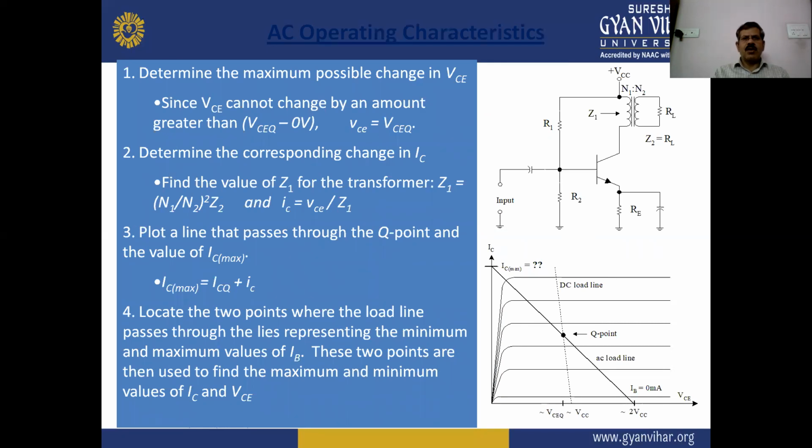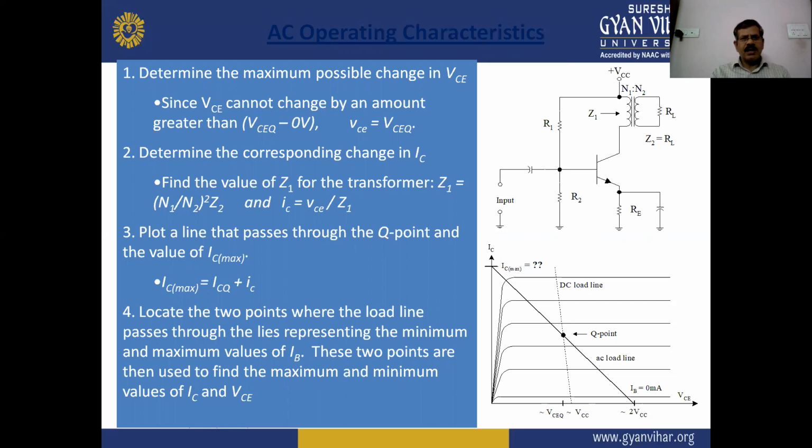Next one is AC operating characteristics. So in AC operating characteristics, first determine the maximum possible change in VCE, since VCE cannot change by an amount greater than VCEQ minus 0 volt. So ΔVCE equal to VCEQ.